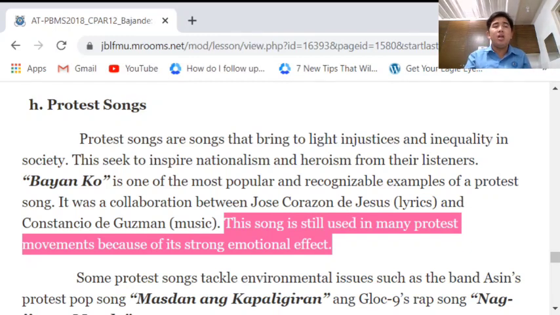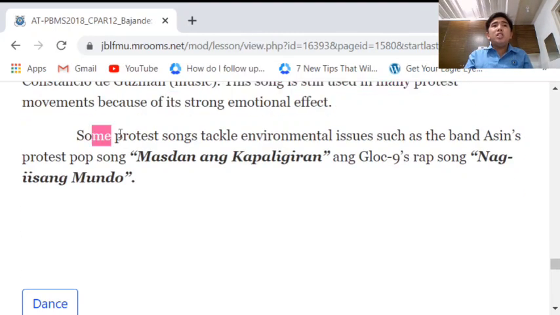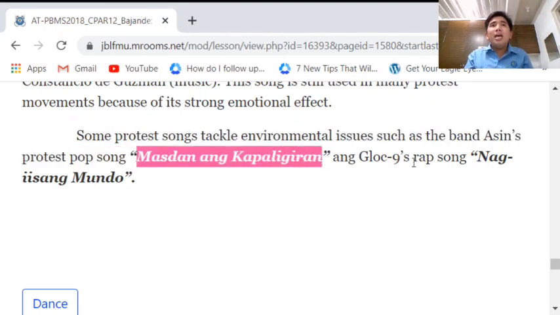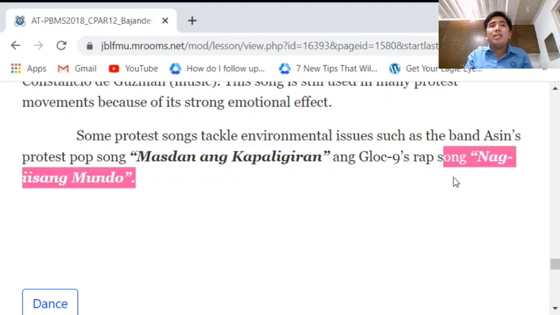Or the listener. Some protest songs tackle environmental issues, such as the band Asin's protest pop song, Masdan ang Kapaligiran, and Glock 9's Nag-iisang Mundo. So there are many protest songs, class, okay? That talk about an issue, and it has a strong emotional effect on the listener.